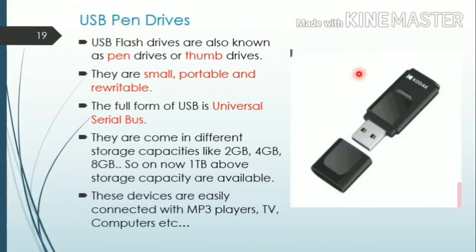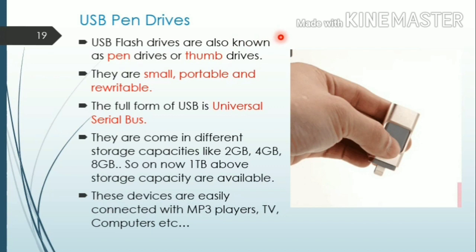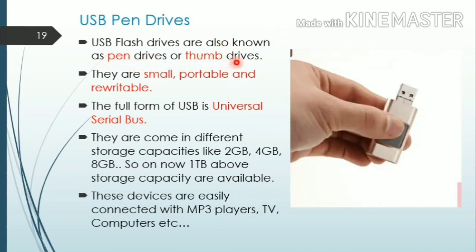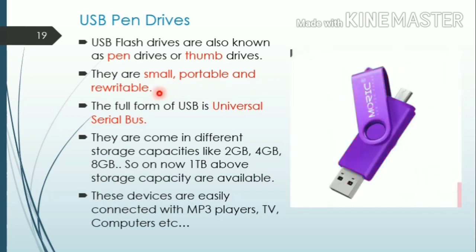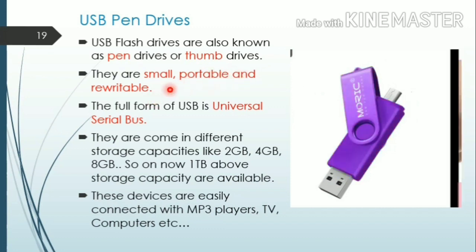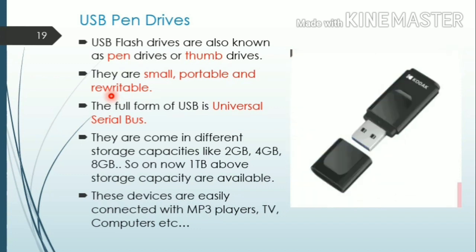USB pen drives. You are watching on this screen a pen drive. USB flash drives are also known as pen drives or thumb drives. Now they are very small, as you are watching on the screen. It can be held on our fingers. Small, portable, meaning we can carry them anywhere, and rewritable. Once you have written data, it can be rewritten many times.